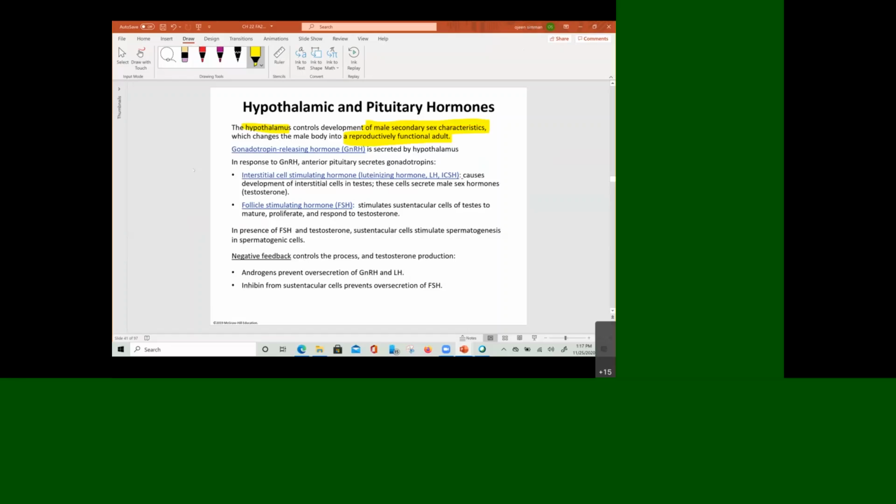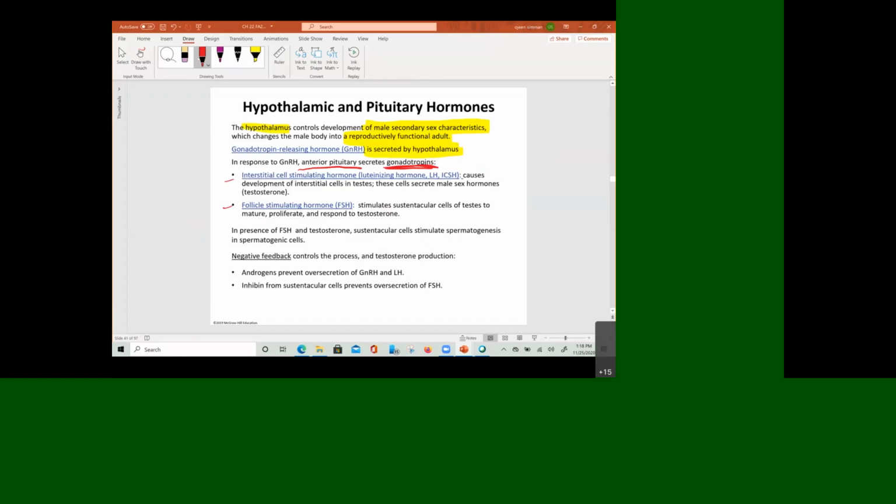Okay, so the gonadotropin releasing hormone, as you guys remember from endocrine, is released by the hypothalamus. In response, it's going to act on the anterior pituitary, which will then release the gonadotropin hormones, specifically LH and FSH.